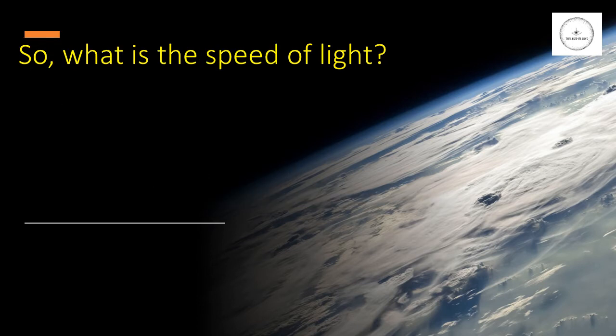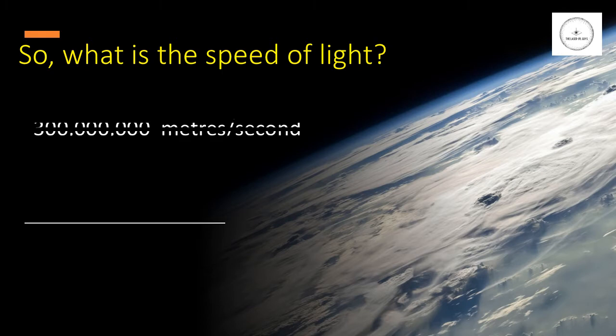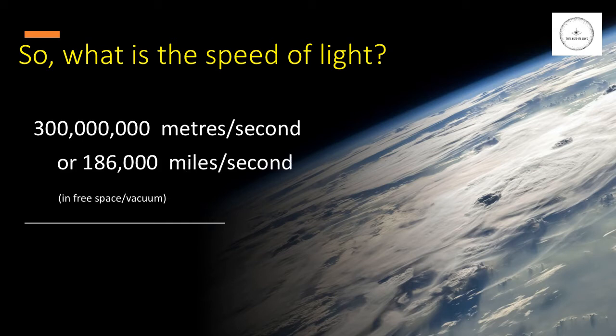So what is the speed of light? Well, in a vacuum in free space, it is around about 300 million meters per second, which is equivalent to 186,000 miles per second in old money.